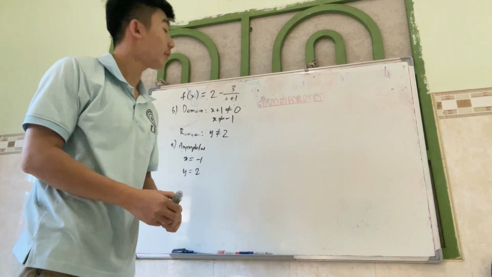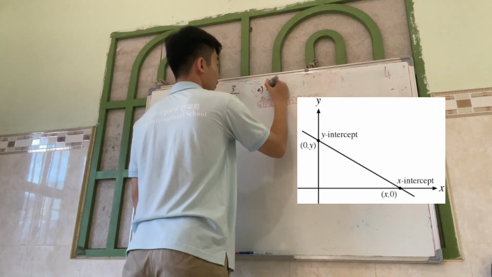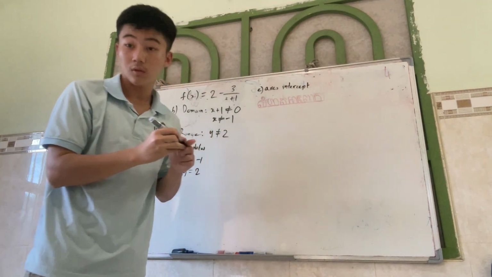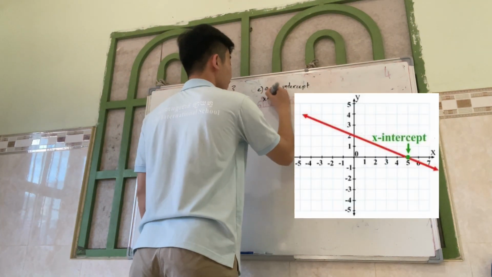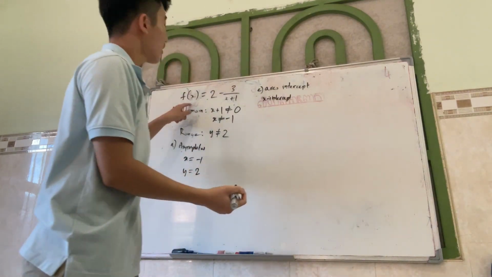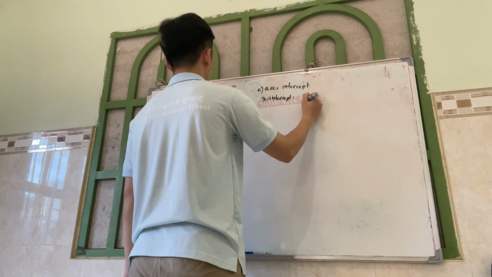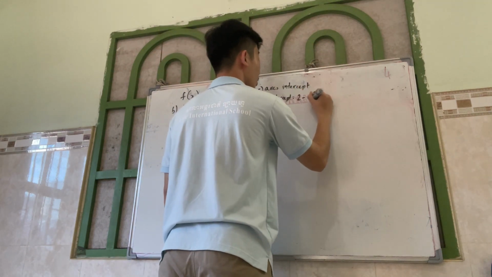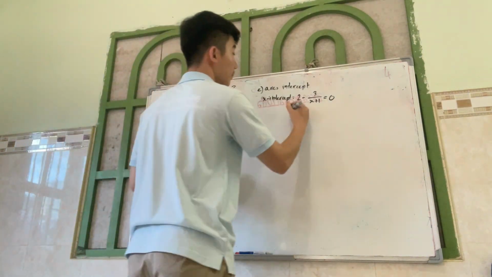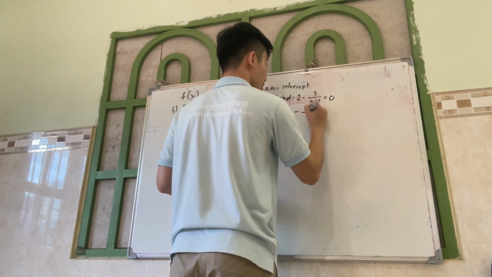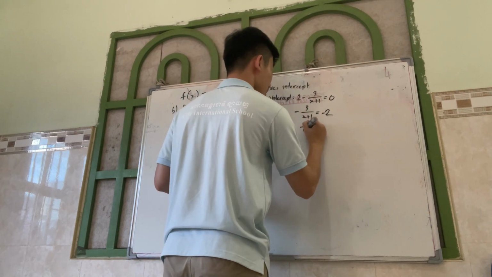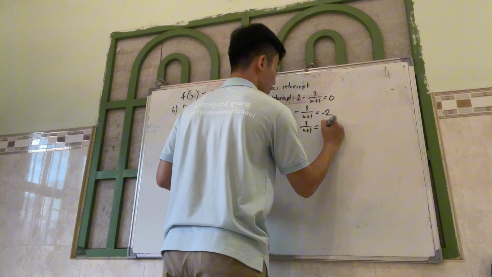For the third step, we find the intercepts. First of all, we find the x-intercept. For the x-intercept, y is equal to 0. So we put 2 minus 3 over x plus 1 equal to 0. Then we move 2 over, so negative 3 over x plus 1 equals negative 2. Then we take the negative sign out, so 3 over x plus 1 equals 2.